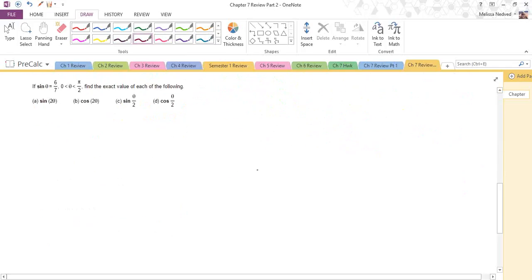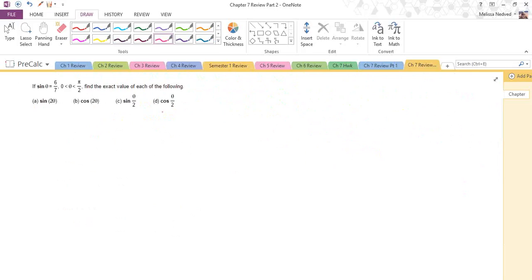Next, if sine of theta is equal to 6/7, theta is restricted between 0 and pi over 2. That's telling me I'm in quadrant 1. Find the exact value of each of the following. So we've got some double angle formulas going on here and some half angle formulas. My biggest tip here, A, certainly don't try to do this in your head. I don't know if you could. And B, give yourself plenty of room to write. Sometimes when I do these, I try to squeeze them in a small spot, and I end up with some square roots inside square roots.